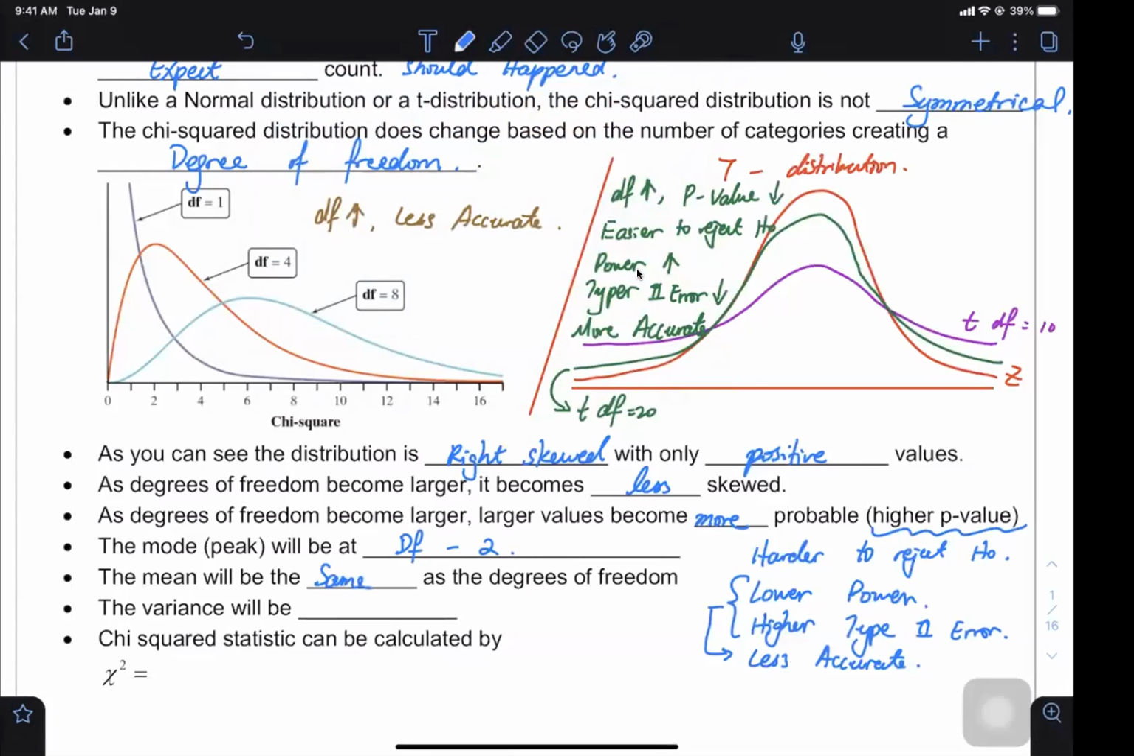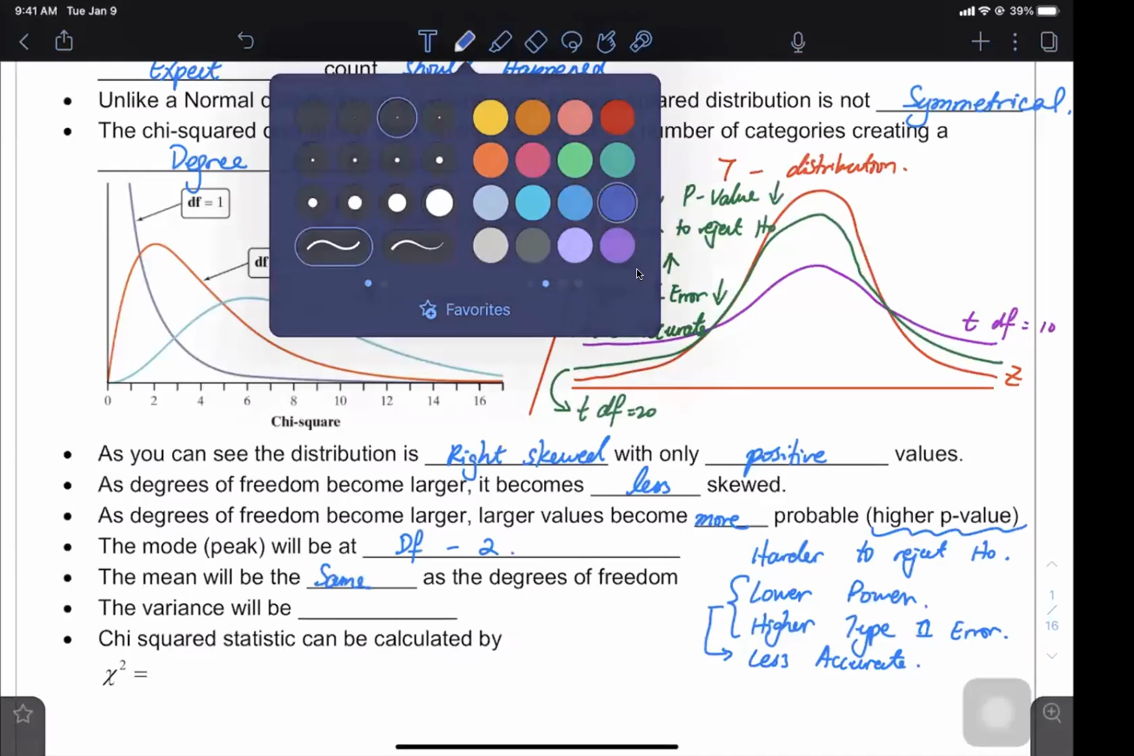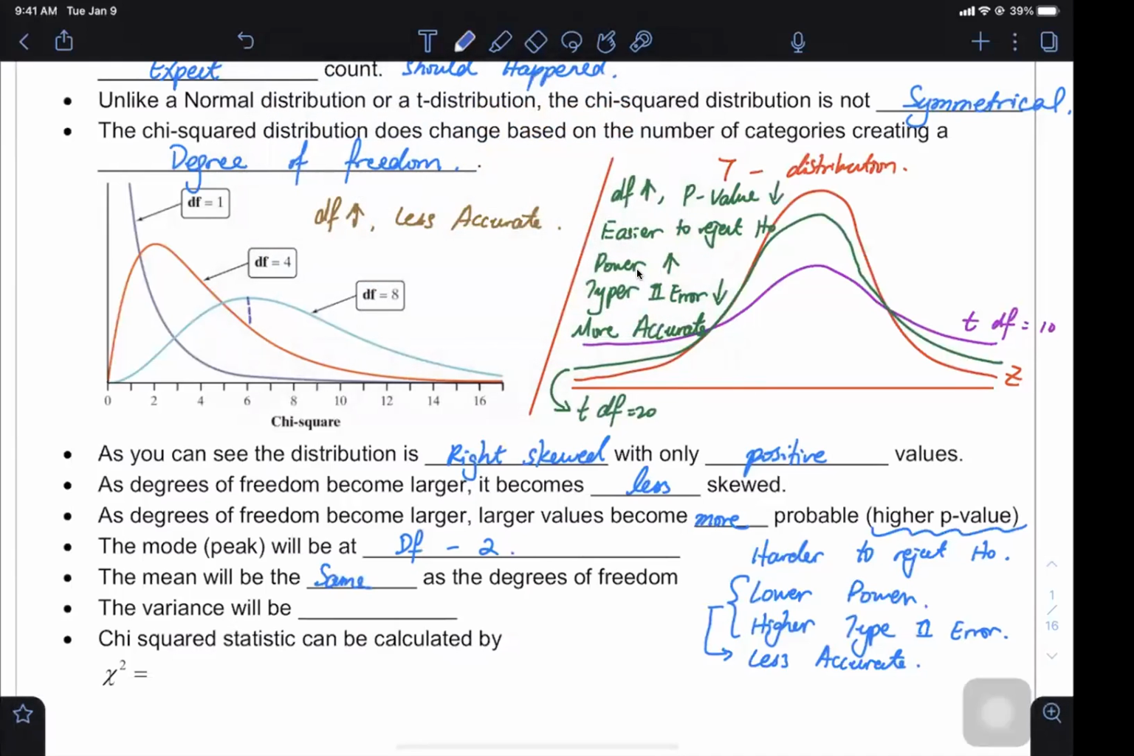So let's say for the degree of freedom of 8, for this distribution here, you can see that the peak is here. And then for this distribution here, the degree of freedom is 8, so the peak is 8 minus 2, which is 6. See? These two numbers match each other. So this is how you can roughly sketch your chi-square distributions.